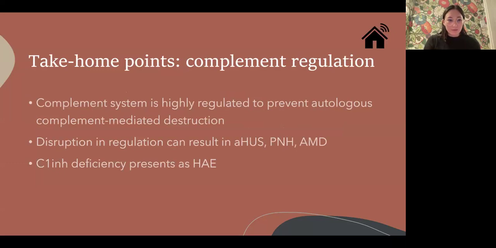So some take-home points here. Complement regulation is super important so that your host cells are not destroyed by your own complement. And disruption in that can result in AHUS, PNH, and then AMD, macular degeneration. And then briefly, we touched on HAE, which is a bit of a different beast.